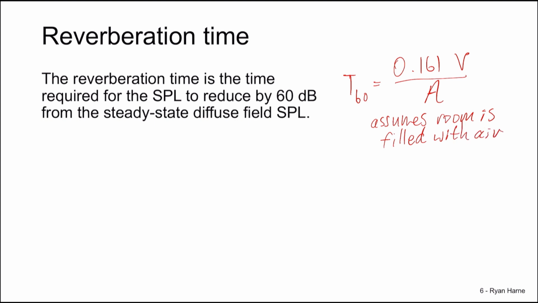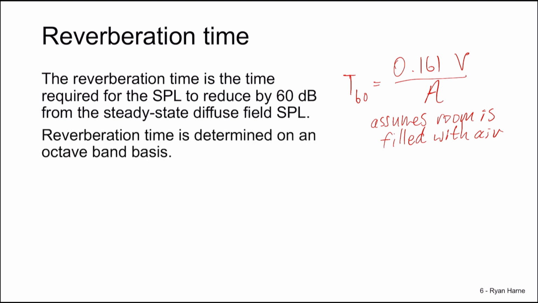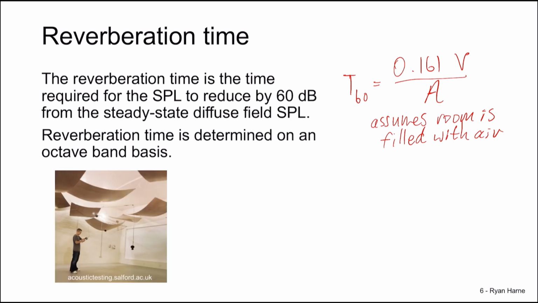Now, the way in which we would determine this is from measurements. It's determined also on an octave band basis, since the reverberation time T60 for the octave band of 125 Hz might be different than the reverberation time T60 for 4 kHz, for instance. So let's consider an example.